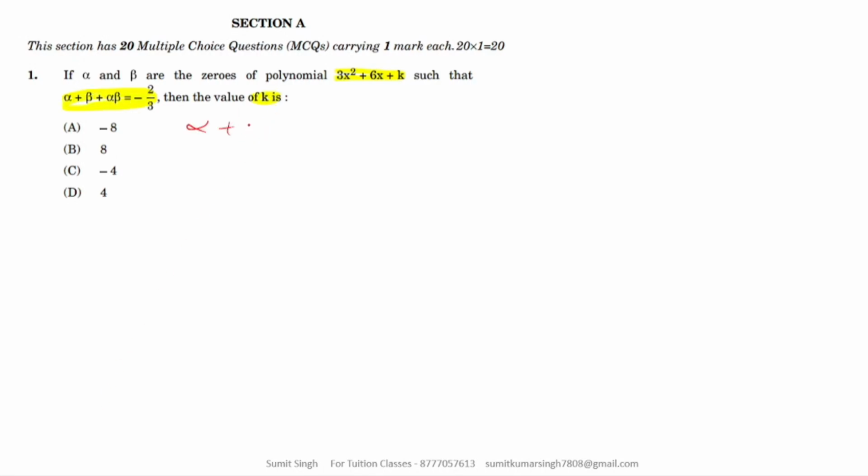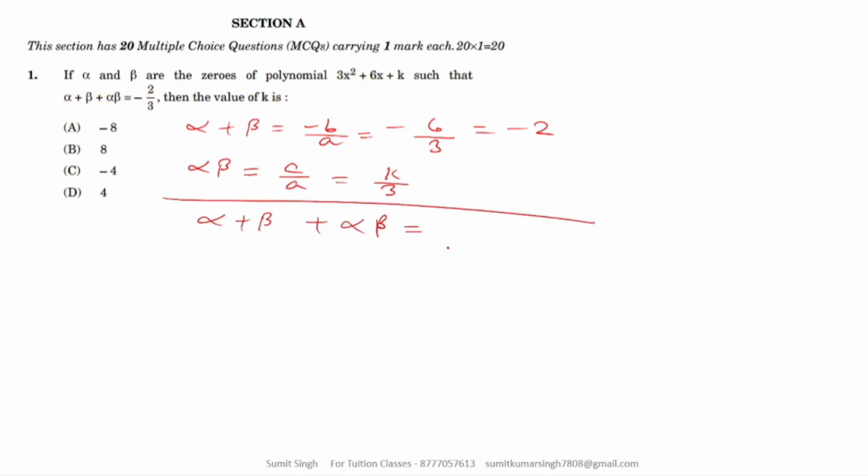Know very well the formula for finding the sum of zeros, that is alpha plus beta, which is minus b by a. Here b is 6 and a is 3, so minus 6 by 3 will give us minus 2. The product of zeros, alpha into beta, has the formula c by a. Here c is k and a is 3, so alpha into beta will be k by 3. Even here, alpha plus beta plus alpha into beta is equal to minus 2 by 3.